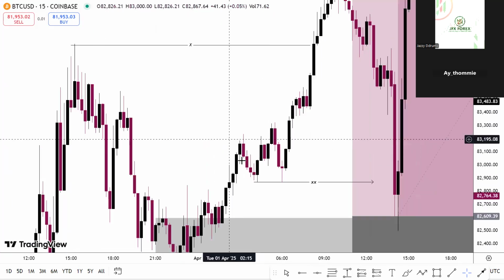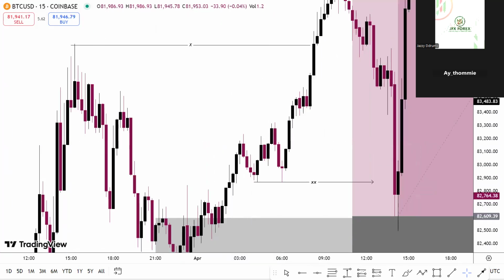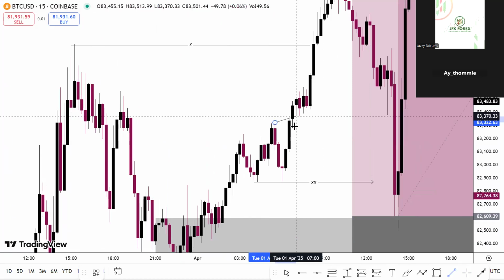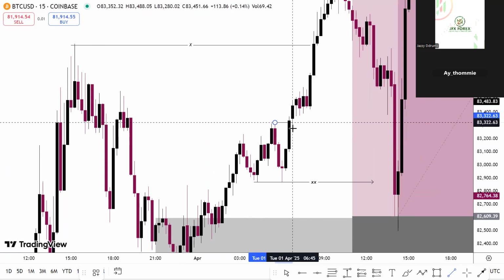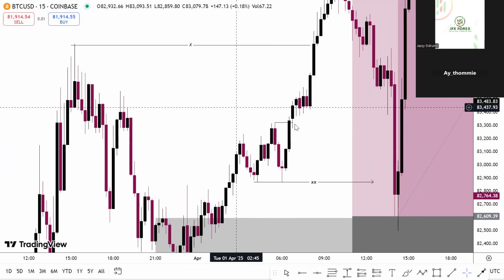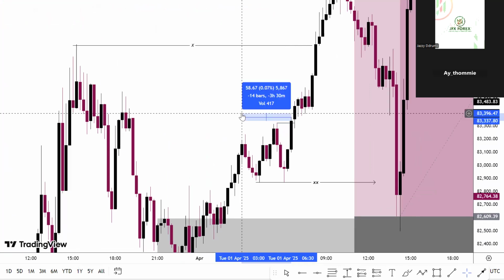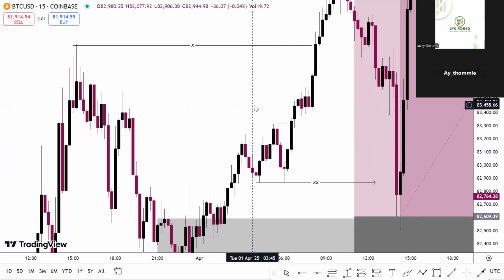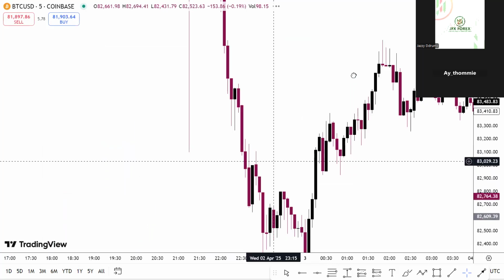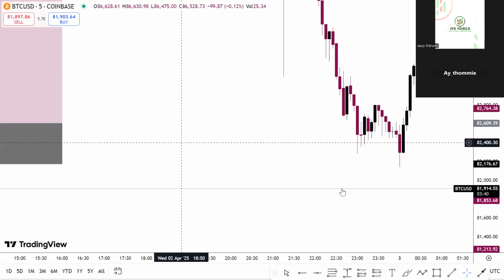Now, this is a very clear break of structure. This is a very clear minor break of structure. We have these minor break of structures here. This is my minor break of structure. And if you go to 5 minutes, you still see another clear one for you to use.